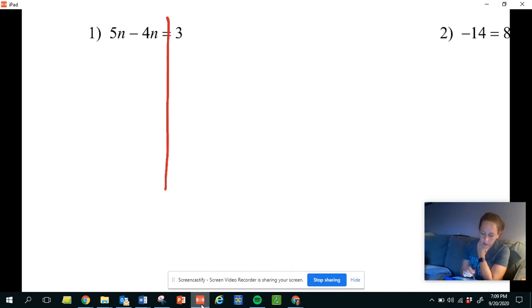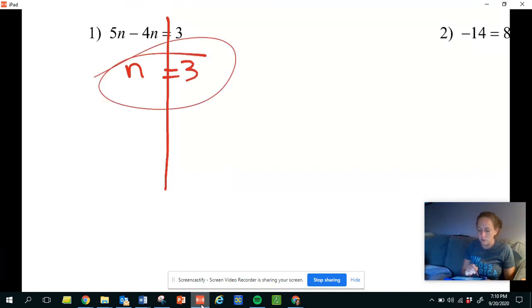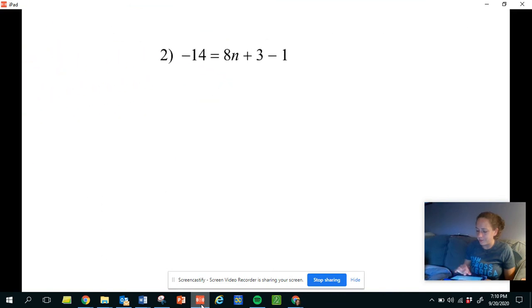With this one, if you'll notice, I have 5n and 4n on the same side. If you have two like terms on the same side, then you have to simplify those. So 5n minus 4n just gives me 1n, or n, equals 3. And in that case, this one's just done. That was convenient. Well, lame.